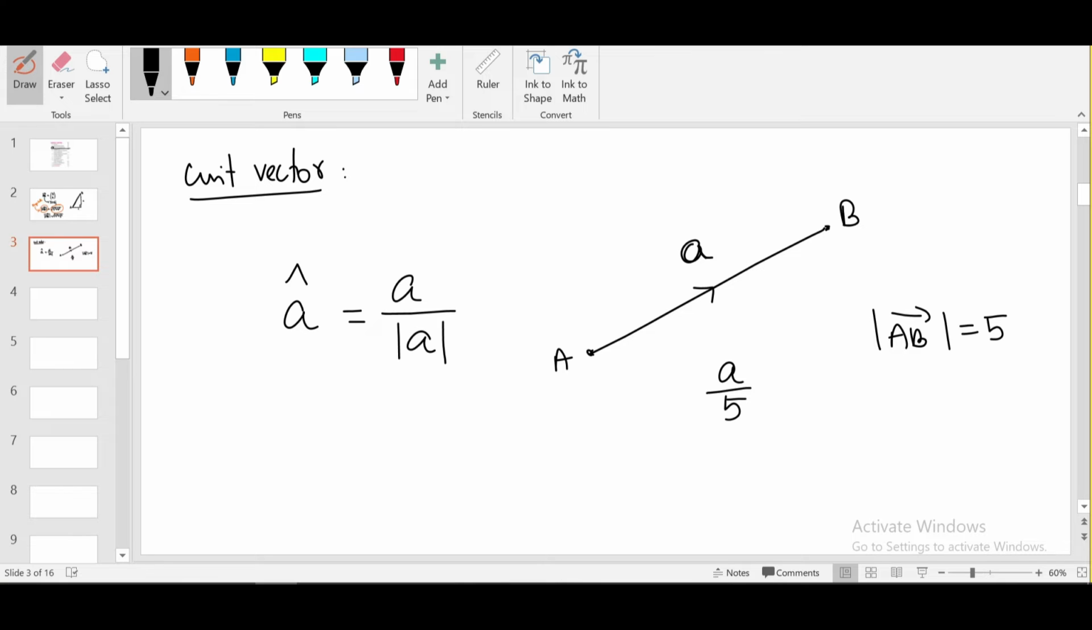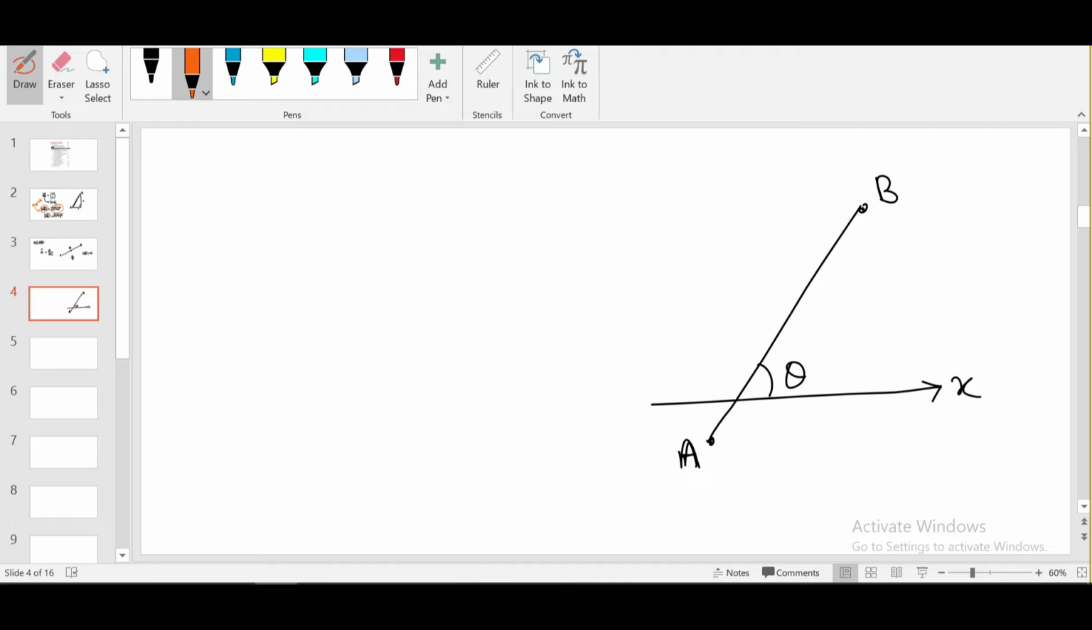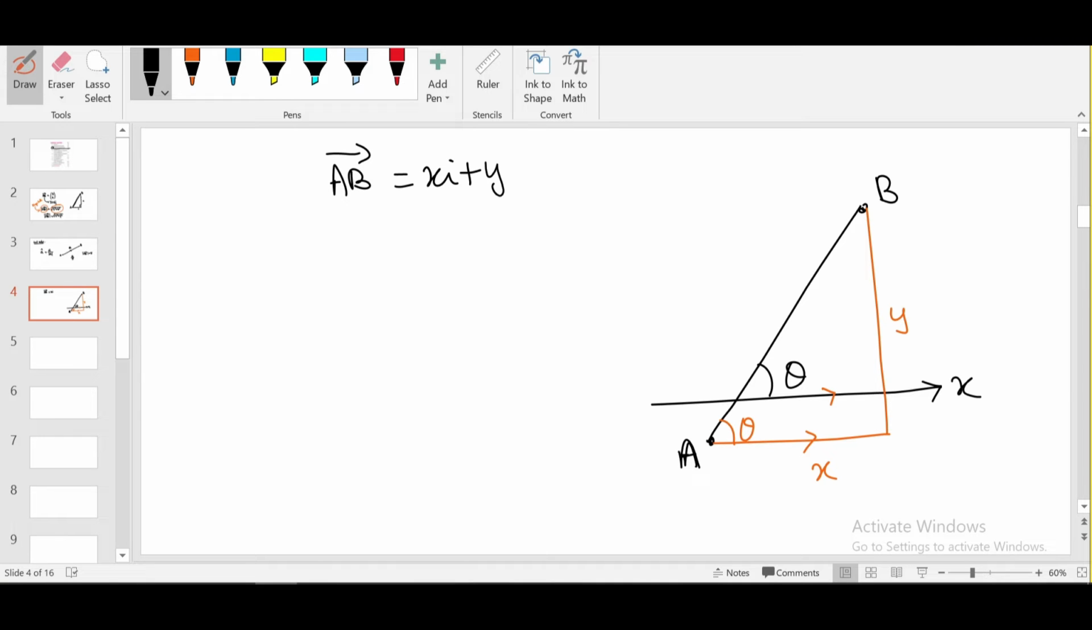And the next thing, to find the angle that the vector makes with the positive x-axis. Let's say your x-axis is here. Okay, let's say this is the vector A to B, and you need to find this angle. If you complete this triangle, this theta is the same as this theta, right? Because these two lines are parallel. Okay, this is x, this is y. Let's say AB vector is equal to xi plus yj.